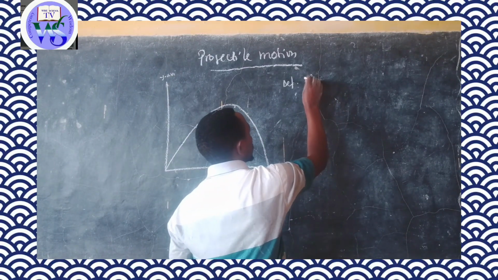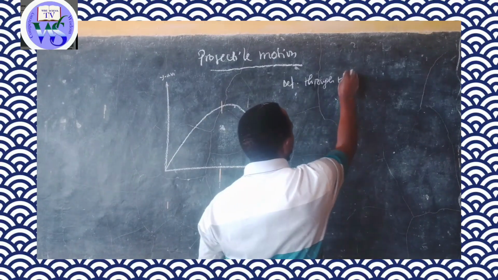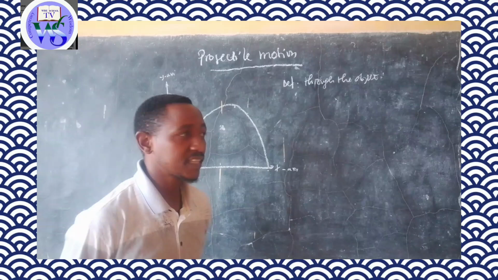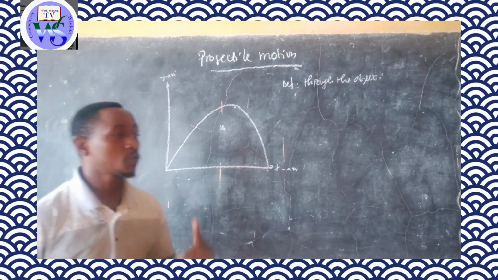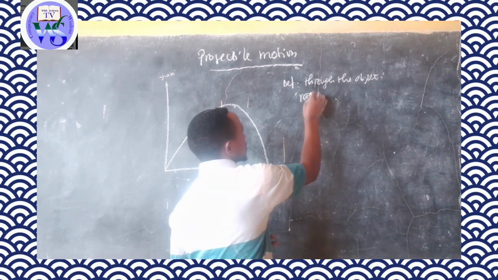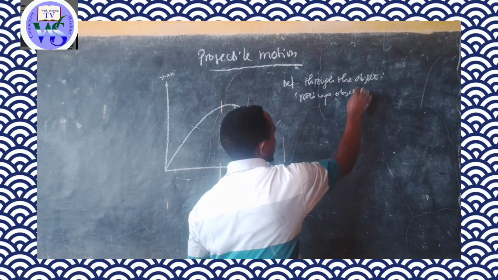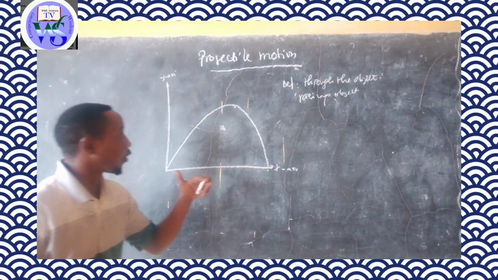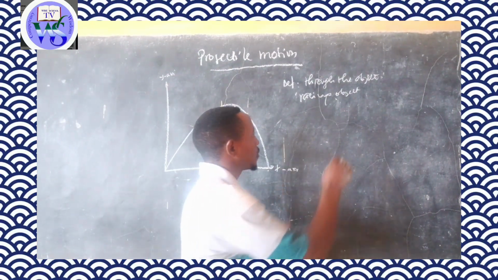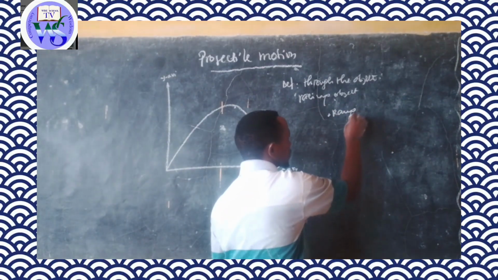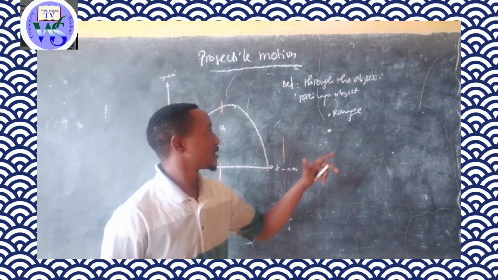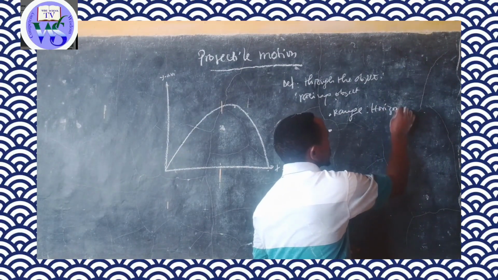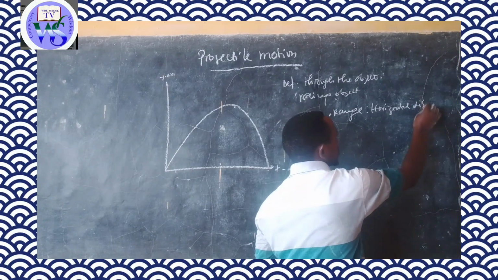It is the projecting or launching of an object. In projectile motion there are some specific terms. There is a term called range. The range is the horizontal displacement.